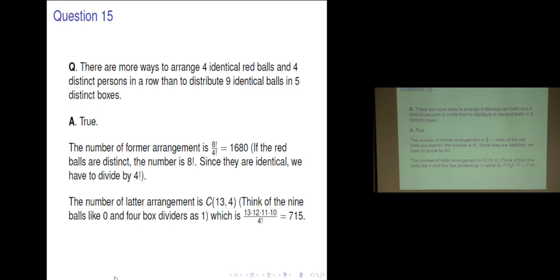So this arrangement is equal to the number of ways to put 13 digits, among which there are 4 1s. So it's 13 choose 4. If you calculate this number, you'll get 715. So the first one is bigger. So there are more ways to arrange this than that. Correct? Okay, good.